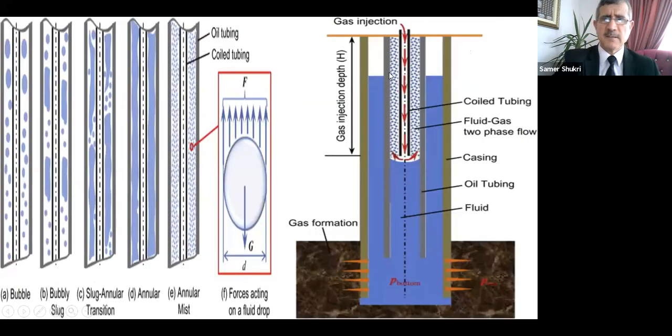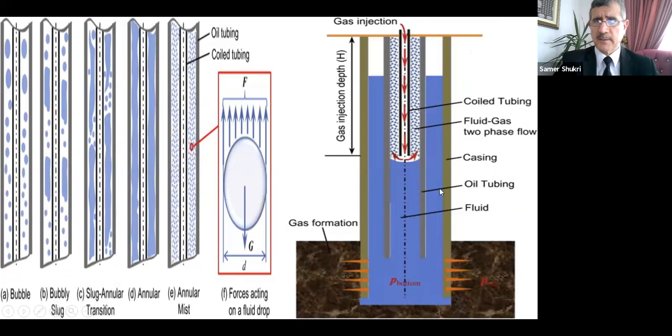You see, here is nitrogen lifting. We inject gas into the coiled tubing, and then allow the fluid to be produced from the annulus between coiled tubing and tubing. Annulus here. Here is the tubing.